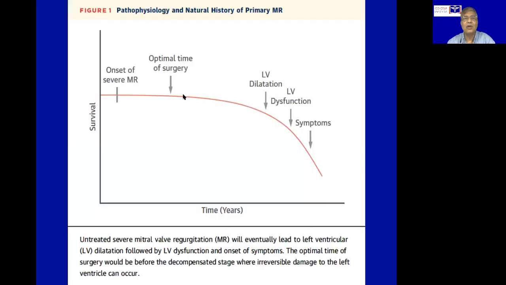The thing to remember is the optimal time for surgery for mitral regurgitation is as early as possible after detection of severe MR. So in case the patient goes into LV dilatation, develops LV dysfunction and symptomatology, the patient will have a very poor outcome even after surgery. So the optimal time for surgery is before the patient starts developing LV dysfunction. That means before the patient's LV ejection fraction starts reducing.